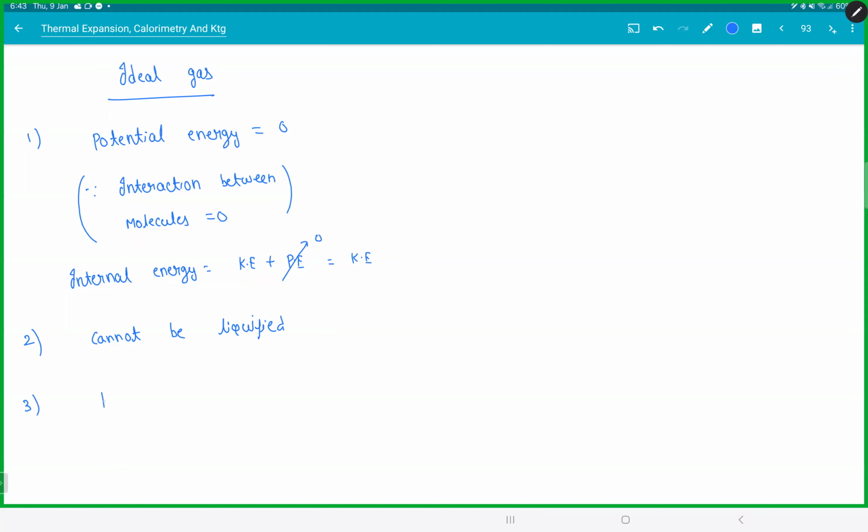And the equation is PV is equal to nRT. That's your ideal gas equation. We study only ideal gas. Real gas we don't have in our portion, but you should have an idea about it. You can get theoretical questions. So if you take a real gas, potential energy is not 0 because molecules interact.